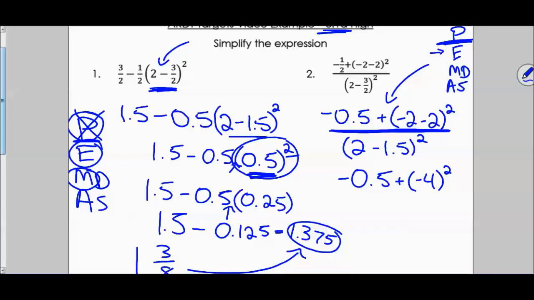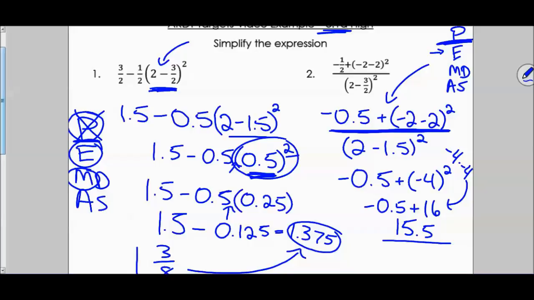Now we'll move down to exponents. We'll square negative 4. It's going to give us a positive 16. It's really negative 4 times negative 4. So that's a positive 16. And we add those two together. That'll give us 15.5. That's the number on top. We have 15.5 on top divided by the number that we get on the bottom.